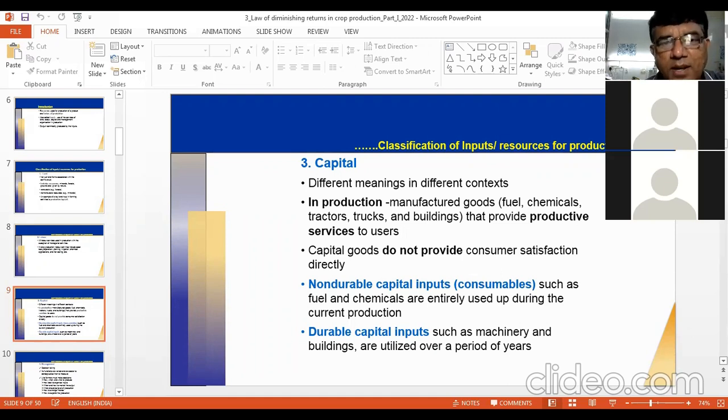Actually, for capital, you need money to buy capital items. Durable capital inputs such as machinery and buildings are utilized over a period of years. So these are examples of capital, your consumable or non-consumable, or durable kind of capital inputs.